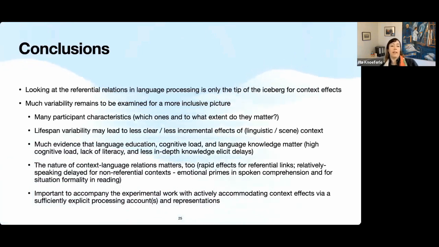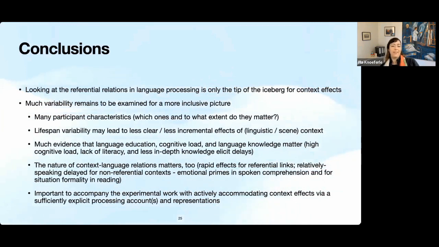Adding to that, effects of language education, cognitive load, and language knowledge. High cognitive load, lack of literacy, as in Professor Mishra's work, and less in-depth knowledge can elicit delays. But then the nature of context-language relation matters too. We saw rapid effects for referential links, which the account predicts. But then, relatively speaking, delayed for non-referential contexts like emotional primes and situation formality in reading, which again you could see as non-referential, more hampered by having to maintain a context in working memory. So these are actually then parts of the account that need to be emphasized as causing delays, and we need to sort of explicitly capture this.